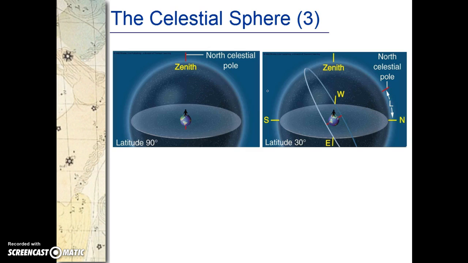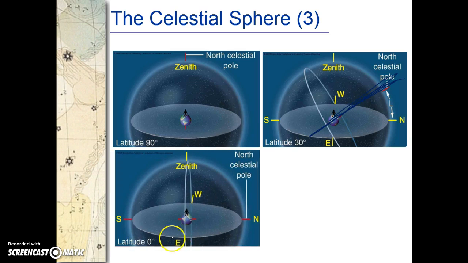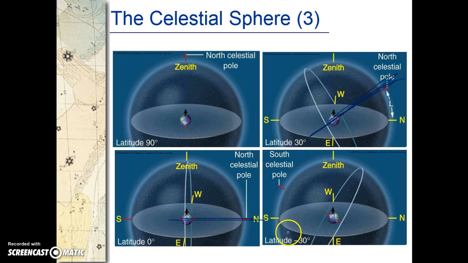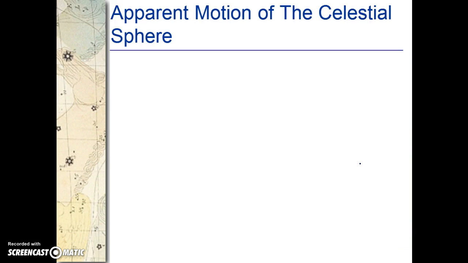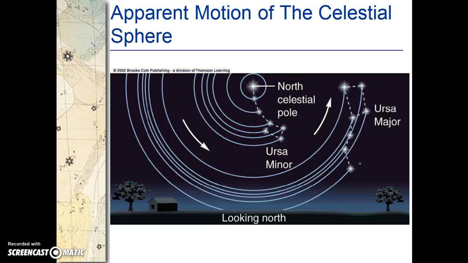Okay. The north celestial pole, if we're at a latitude of 90 degrees, would be straight above us at zenith. If we were at a latitude of 30 degrees, it would be slanted. Okay, if we were at a latitude of 0, it would be directly to the side. And if we were at a latitude of negative 30, it would actually be down below the horizon at 30 degrees, and the south celestial pole would be up.